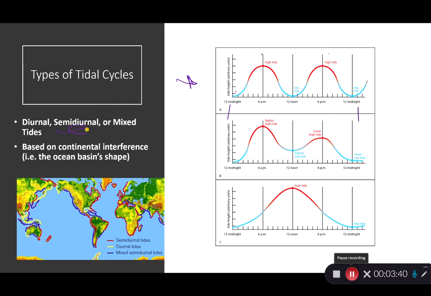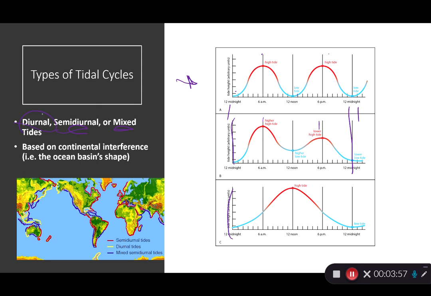This one right here, I'm going to go midnight to midnight, and I see 2 highs and 2 lows. However, they're unequal, so that's a mixed. And then lastly, between midnight and midnight, I have 1 high tide and, of course, 1 low tide, and that would be diurnal, meaning daily.